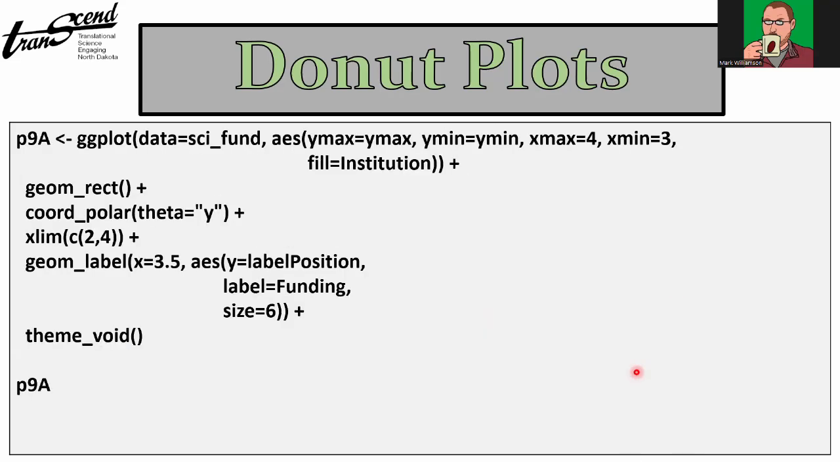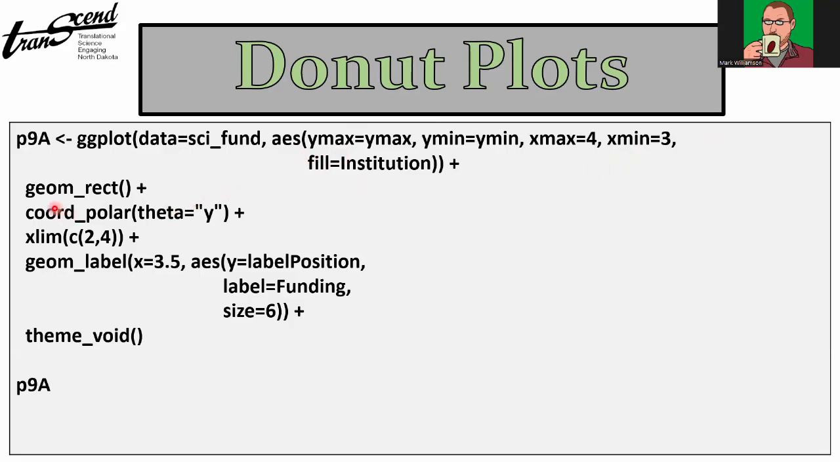So what we're going to do, this is one way to do it, is use ggplot, get our data, and there's going to be a lot of aesthetics. We need a Y max, a Y min, an X max, an X min. So the Y come from our data set, our X, that tells you how thick the donut is. We're going to do 4 and 3, so hard code it, and fill by institution.